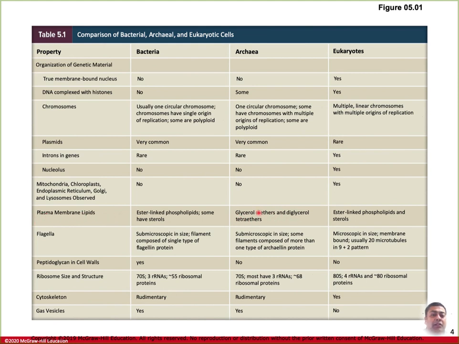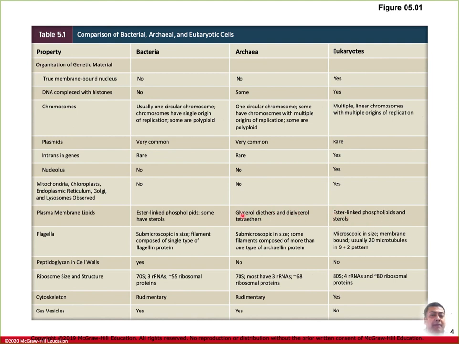And glycerol diethers and glycerol tetraethers are present in the archaea, very different. And they also have isoprene, which forms the branched lipid parts, and isoprenes are not present in bacteria as well as in eukaryotes. Eukaryotes also have the ester-linked phospholipids and sterols like cholesterol that give the membrane rigidity.